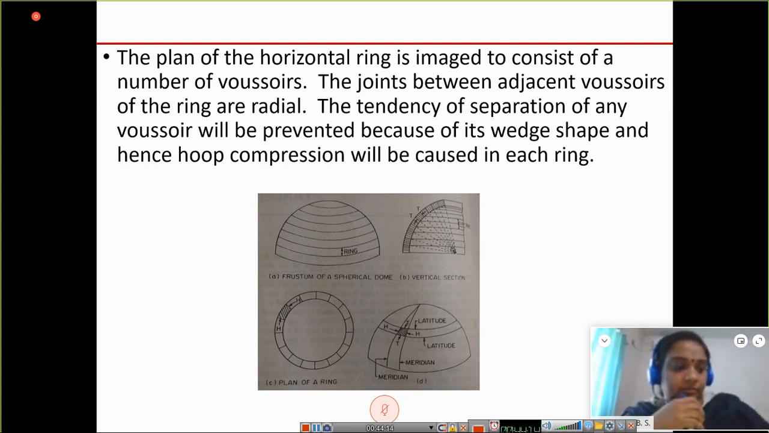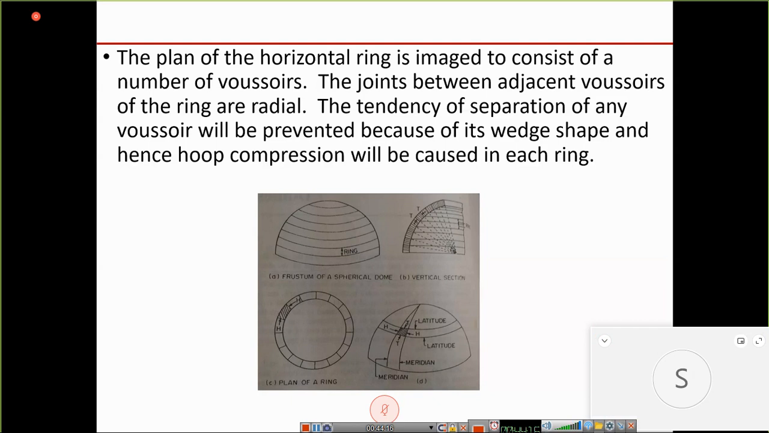Okay, ma'am. In a dome, why is only UDL considered? Why no other loads?